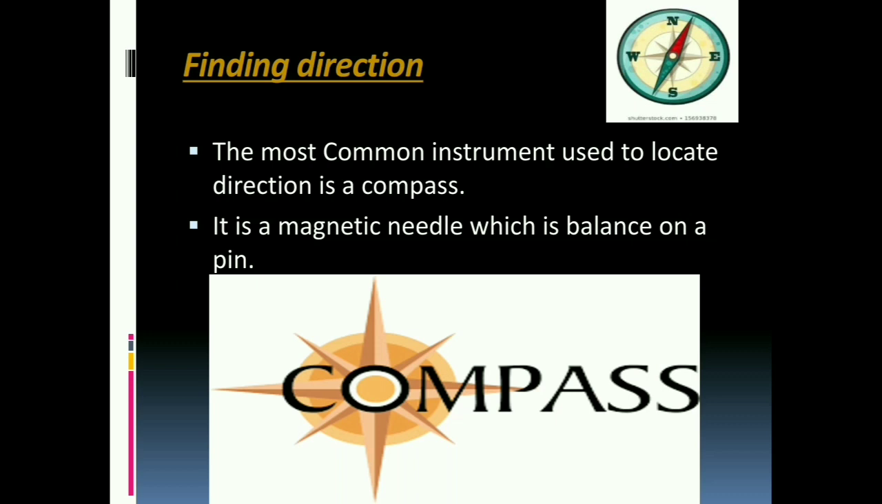It has a magnetic needle which is balanced on a pin. The magnetic needle has a north and a south pole. The needle always points towards north and south. If you want to align a map, you will have to place a compass on the map and align the north pointer on the map with the north being shown on the compass. It is only after this that you can locate places on the map and their direction on the ground.